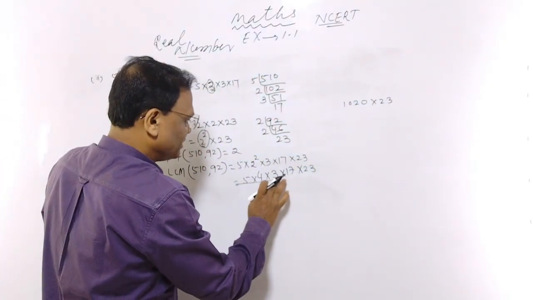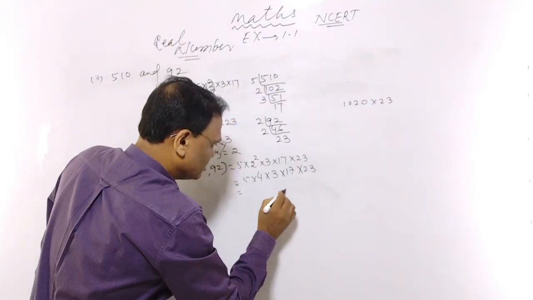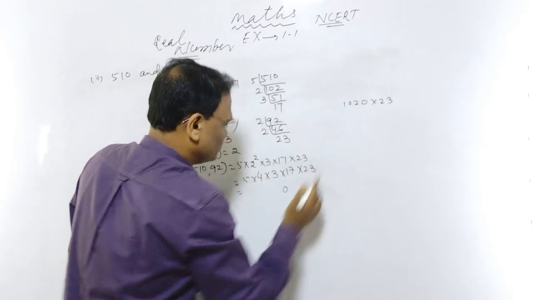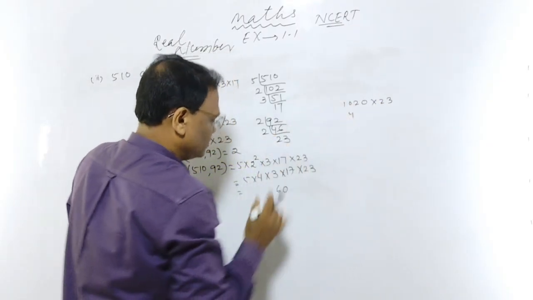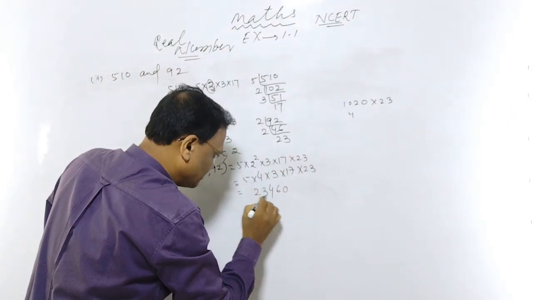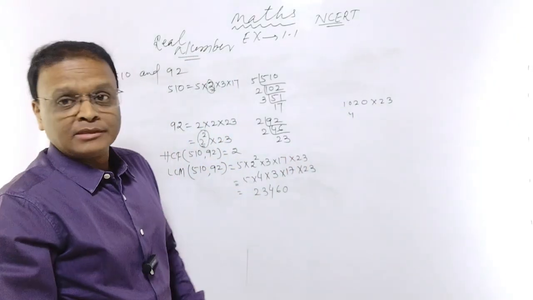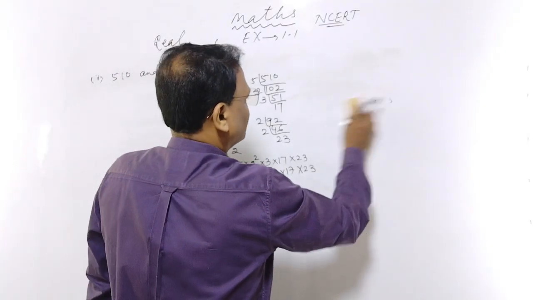Let's see what I am getting. 23 times 0 is 0, 23 times 2 is 46, 6 remains 4, 23 times 0 is 0, 4 as it is, 23 times 1 is 23. So this is my LCM, the LCM of the two numbers. Now the first part of the question is over.